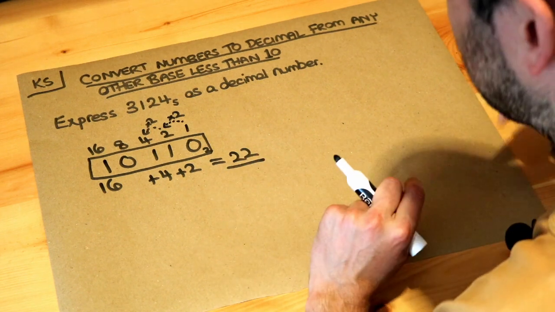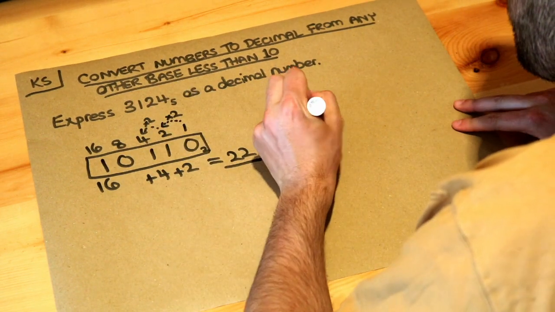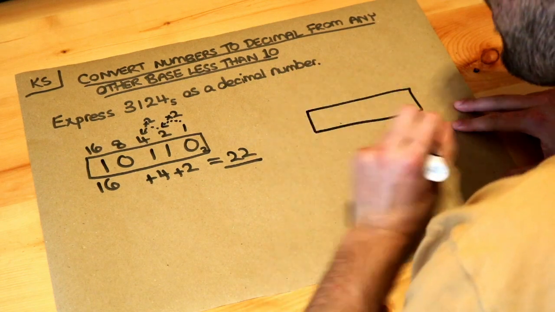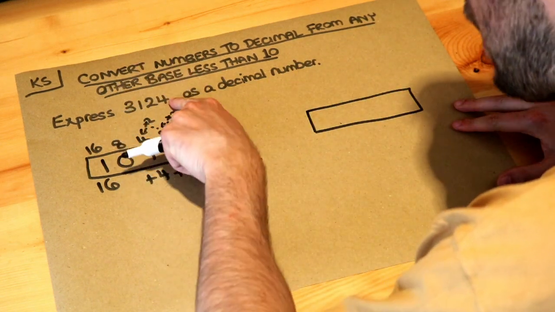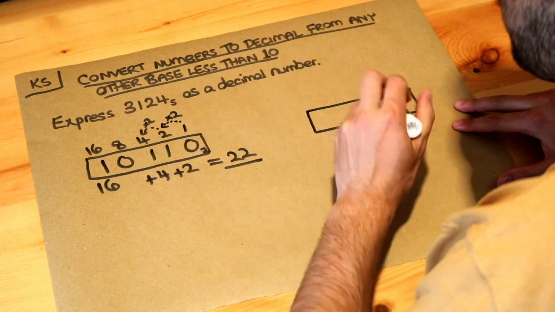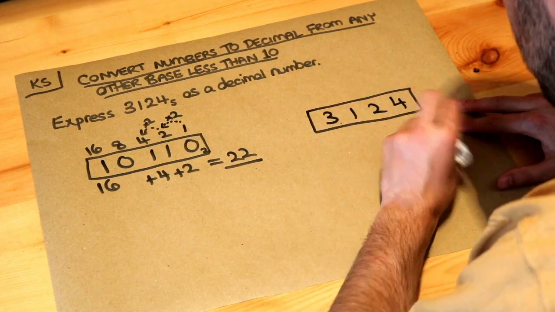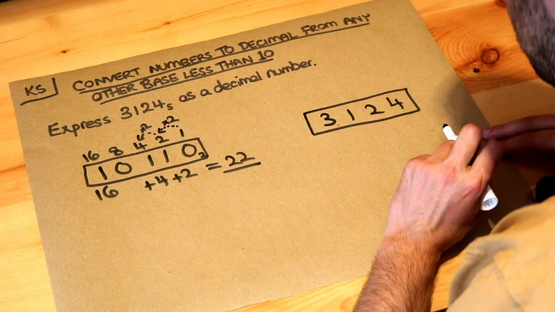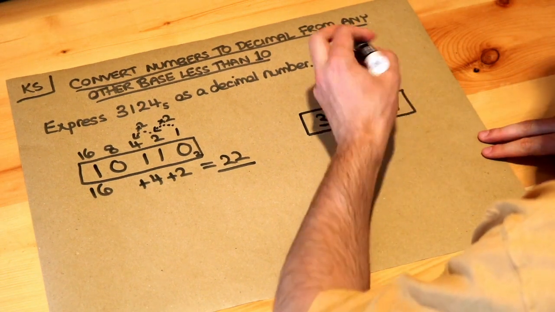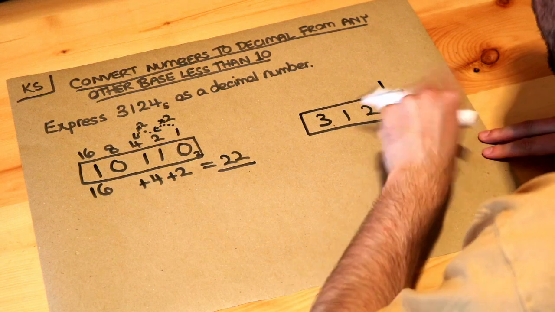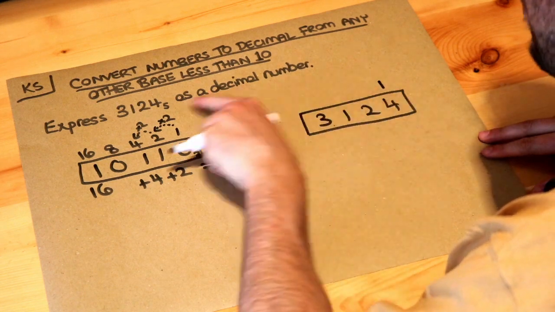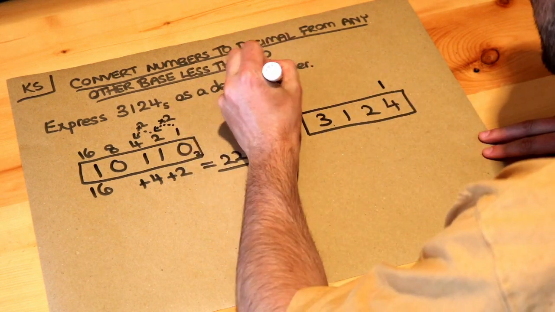So we're going to use exactly the same principle for this number here. The digits of the number are 3, 1, 2, 4. That's not the digit there, the 5, that's just the base of the number. So 3, 1, 2, 4. I could put the little 5 there if I wanted to. Now, as I said before, the rightmost digit is the units digit, so it's worth 1. Always start with 1.